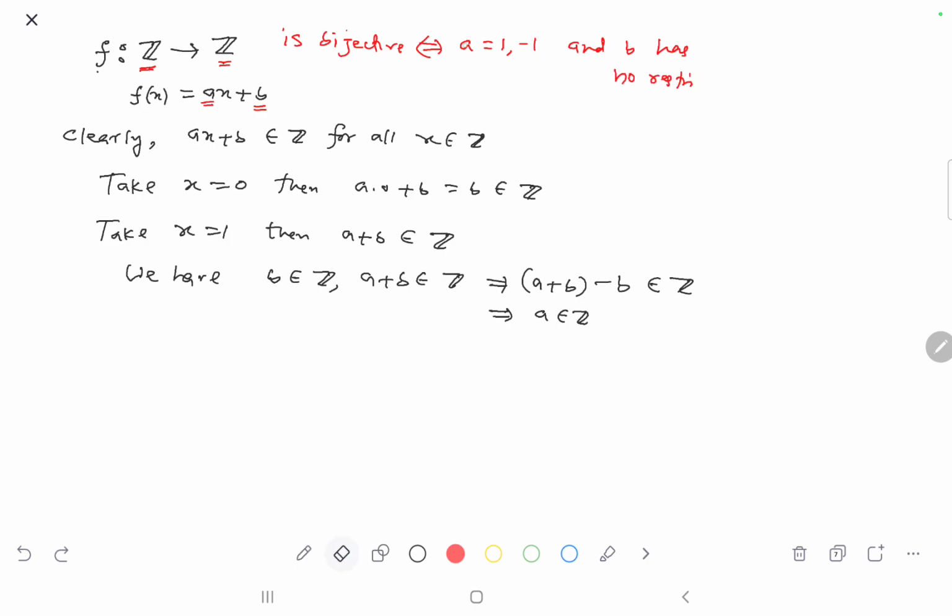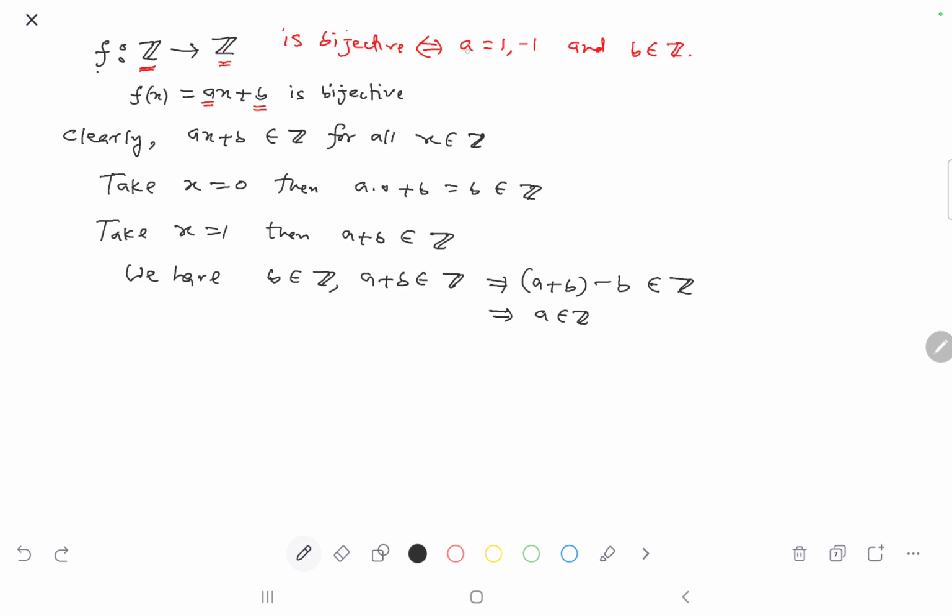Okay. All right. One more thing. B is any integer. That is the idea we do. So first we check the condition is true. If it is a bijective map, then we check a is 1 or -1 and b is an integer. And also the converse, we prove that if this condition holds, then the map is bijective. So what we have done: first we consider this is bijective, and we will prove this condition.